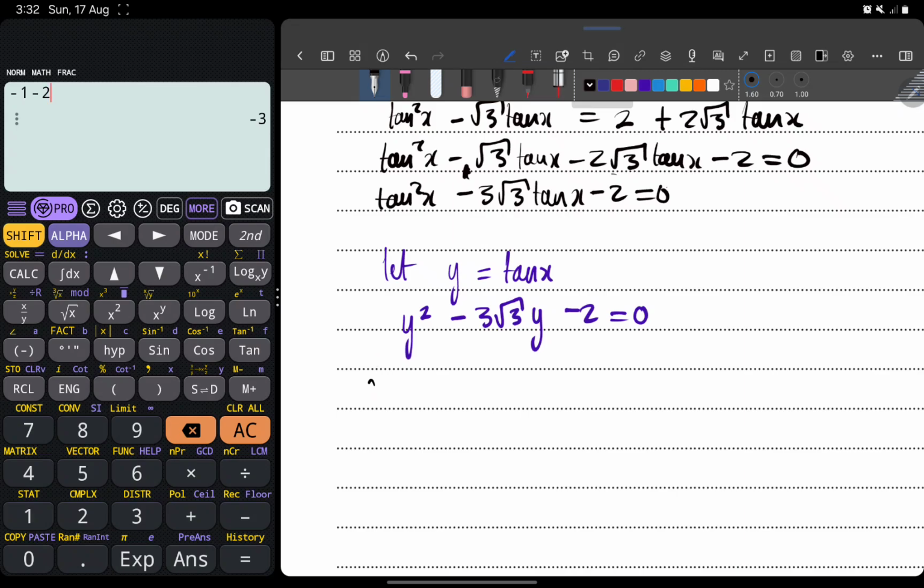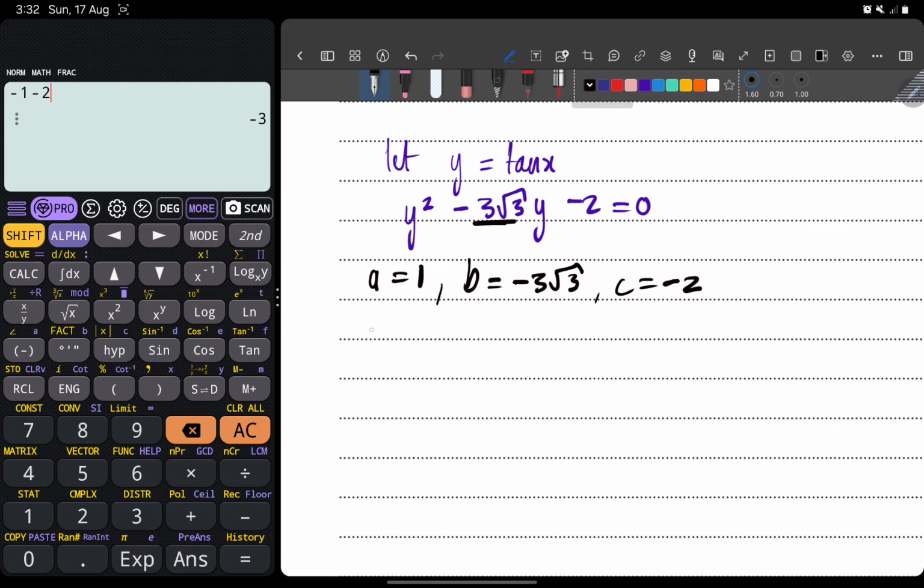So you're going to say a is equal to 1, the number before y squared. b is the number before y, which is equal to minus 3 root 3. Then c is the last number on the end with its sign, which is negative 2. What is the first thing you're going to get? You first get the discriminant, which is b squared minus 4ac. That's the first thing you always get: negative 3 root 3 squared minus 4 times a times c, 4 times 1 times negative 2.